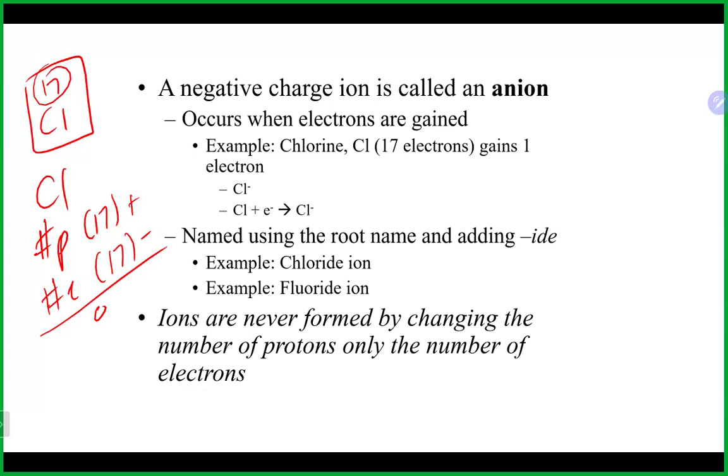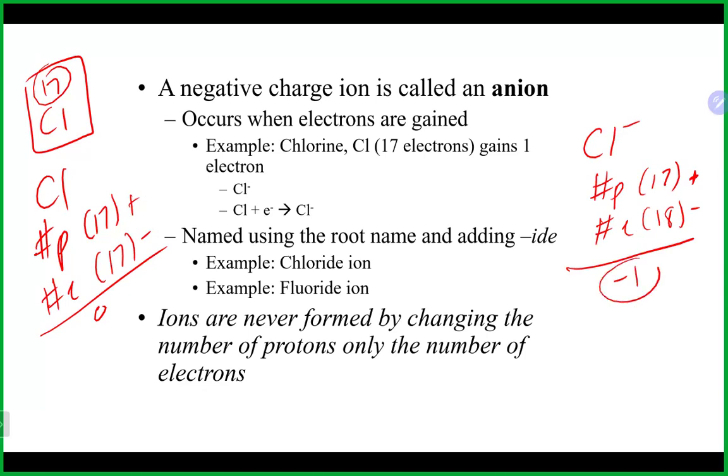When chlorine gains a charge, it actually gains a negative charge, -1 charge. Once again, because it is still chlorine, number of protons would be 17. But in this particular case, the number of electrons actually would be 18 electrons. Again, 18 negatives, 17 positives gives you a -1 left over, which again is where that charge comes from.